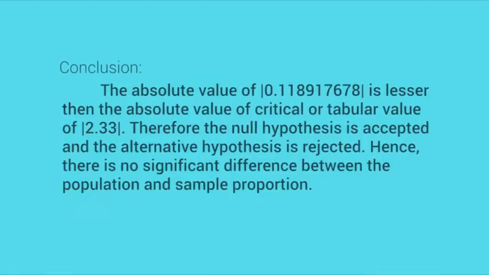So the conclusion is, the absolute value of 0.118917678 is lesser than the tabular value of 2.575. Therefore, we should accept the null hypothesis and reject the alternative hypothesis, meaning there is no significant difference between the population and the sample proportion.